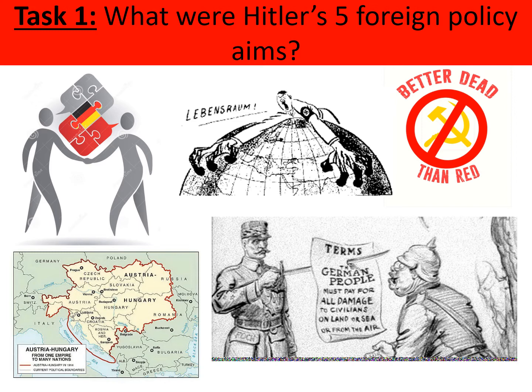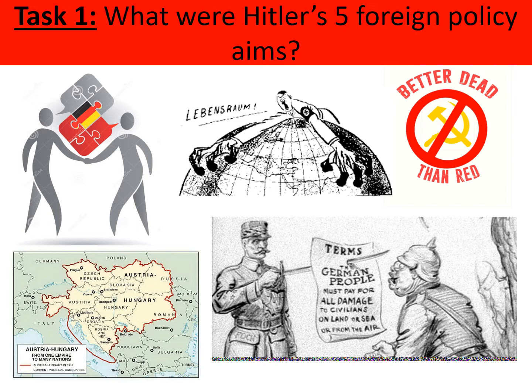So those are his 5 aims. Okay, listen carefully and you can get them down in that box there. Number 1, he wants to unite all German-speaking people. Number 2, he wants Lebensraum, living space, for the pure Germans. Number 3, he wants to end communism. Number 4, he wants to unite with Austria again. And number 5, he wants to reverse or get rid of the Treaty of Versailles.